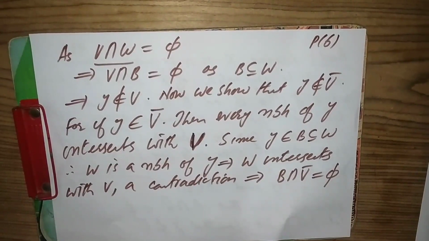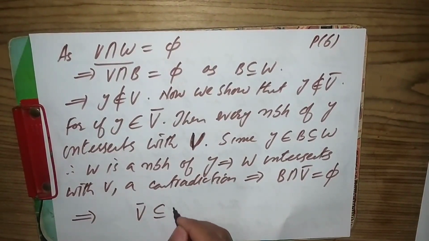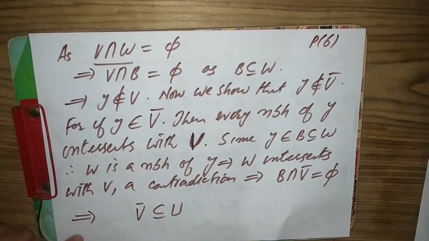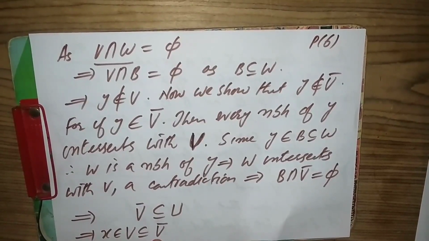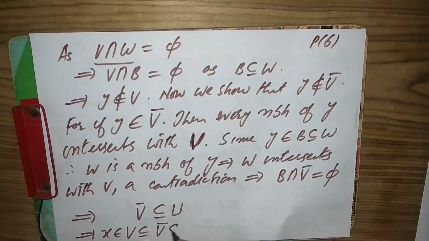So from this we conclude that V closure is a subset of U. X is already in V, and V is a subset of V closure. This is always true because V closure is the smallest closed set containing V. Now let's verify how this V closure is a subset of U.